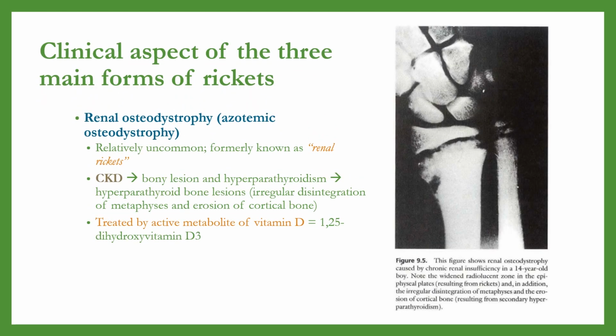Second is renal osteodystrophy, relatively uncommon, formerly known as renal rickets. CKD could result in bony lesions and hyperparathyroidism. It could be treated with a bioactive metabolite of vitamin D.